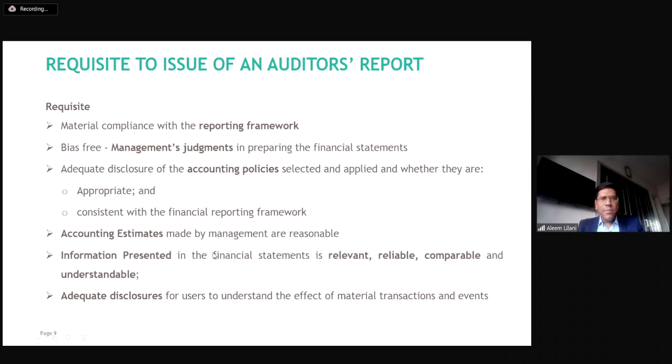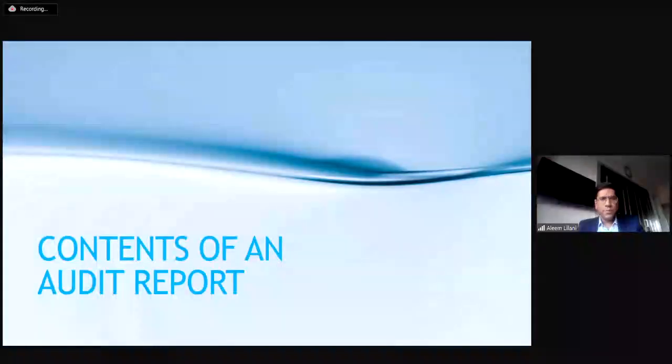Okay, so that summed up what you need to be aware of in issuing an audit report. I have been covering the SA 700, so that deals with an unmodified opinion and what you need to have in place. We'll look at modifications in the next session by Yusuf. Now that we've understood how we give an opinion, let's look at what the standard is saying about what are the contents of an audit report.